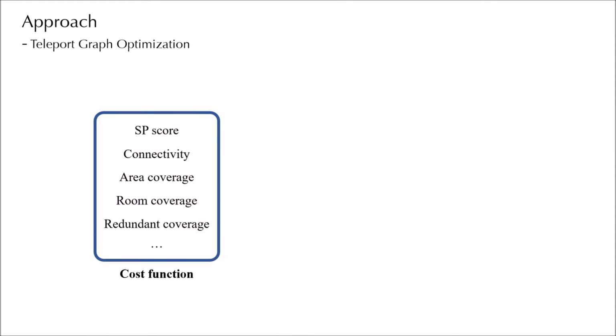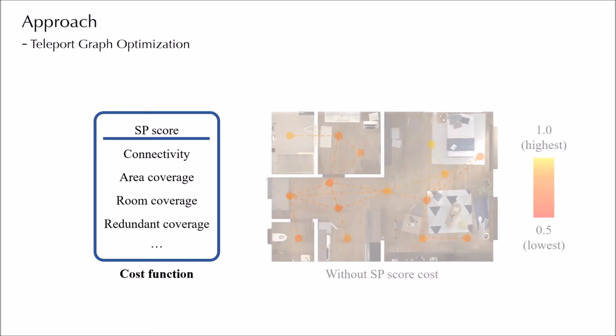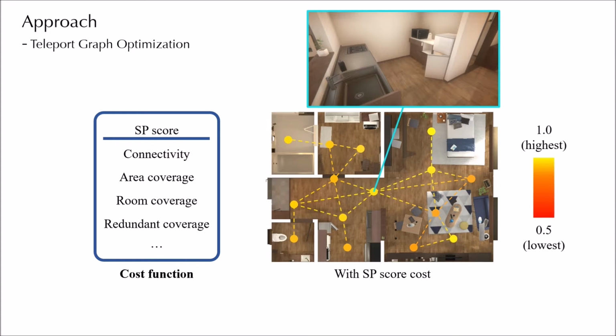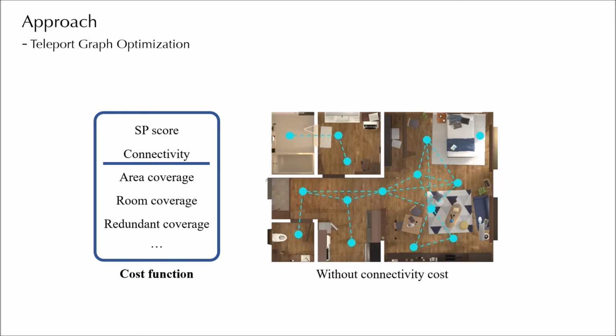In the optimization stage, we encode a few considerations into a cost function. Here shows the importance of such considerations by omitting each cost term in the synthesis. With the SP score consideration, positions with high SP scores are sampled. With the connectivity consideration, connected graphs are synthesized, thus users can traverse the whole scene continuously.